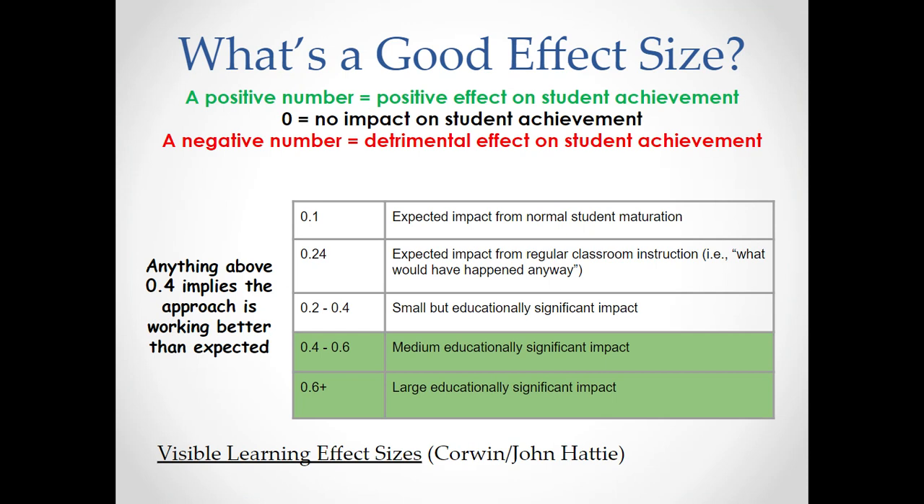First thing you need to know is that a positive number means a positive effect on student achievement. So anything positive is good. A 0 means no impact on student achievement, and a negative number is a detrimental effect on student achievement. So that's pretty straightforward, right?